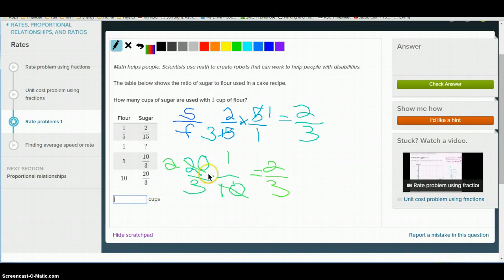How many cups of sugar? 2/3 cups of sugar per flour. And you want to make sure to put the sugar and the flour on top, because it asks how many cups of sugar. So you always want the value that you want to end with on top. It's asking for how many cups of sugar, so you want the cups of sugar on top.